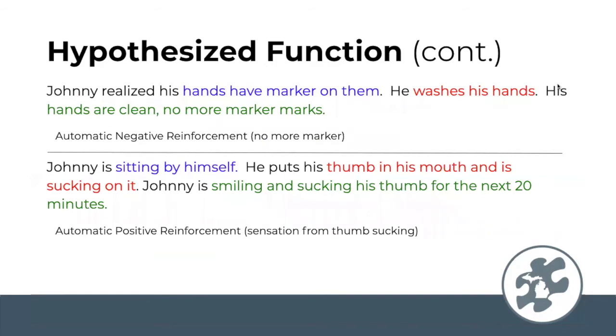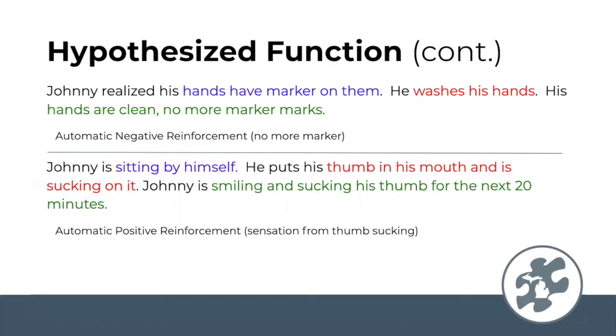Two more examples here. Johnny realized his hands had marker on them. He washes his hands. His hands are clean. No more marker marks. Hypothesized function, automatic negative reinforcement. Automatic because Johnny does not need anybody else's participation to engage in this target behavior. Negative because the marker marks went away. And it's reinforcement because likely next time he has marker on his hands, he's going to wash them. The behavior is going to continue to happen.